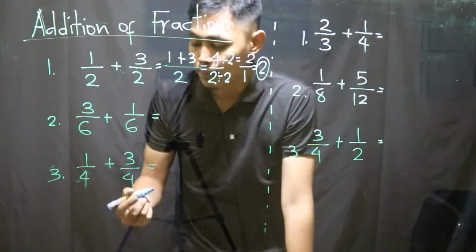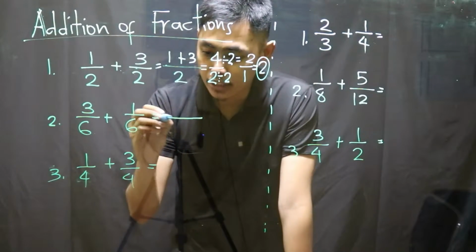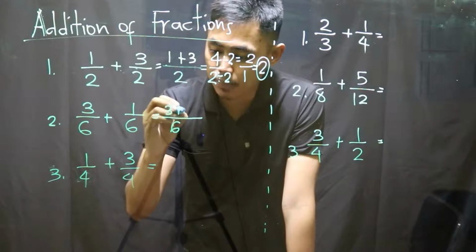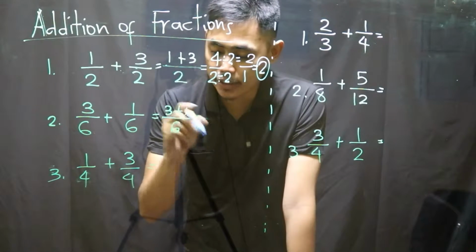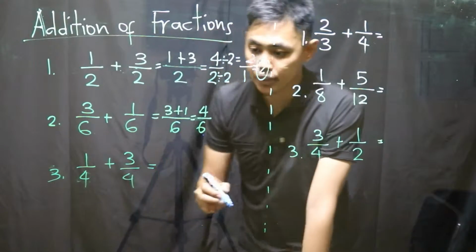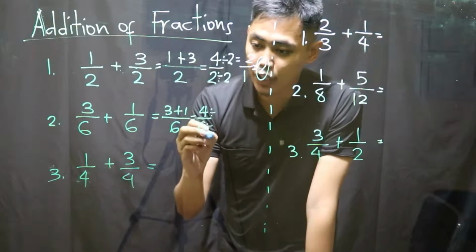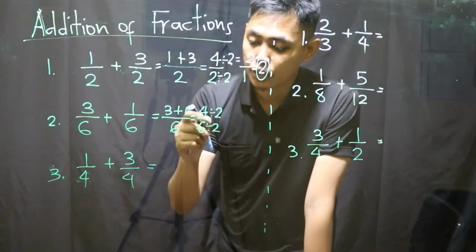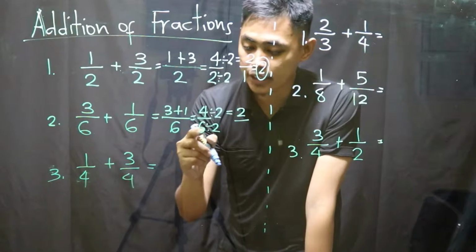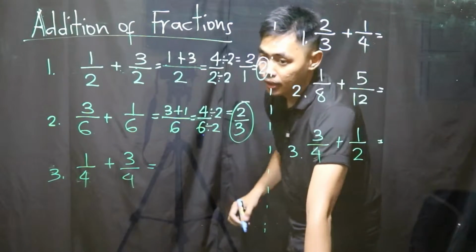How about number 2? 3/6 plus 1/6. How do we add this? Very easy. Just copy the denominator and add the numerators. 3 plus 1. So what is 3 plus 1? That would be 4. Then just copy the denominator 6. We can change this one to lowest term. Our GCF is 2. So 4 divided by 2 is 2, over 6 divided by 2, that would be 3. So our answer is 2/3.